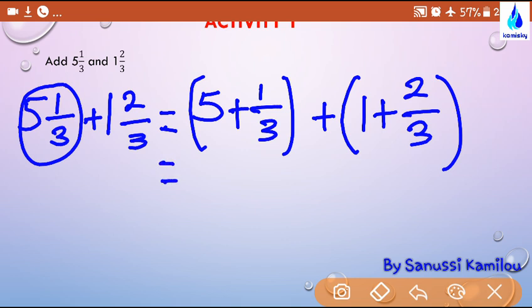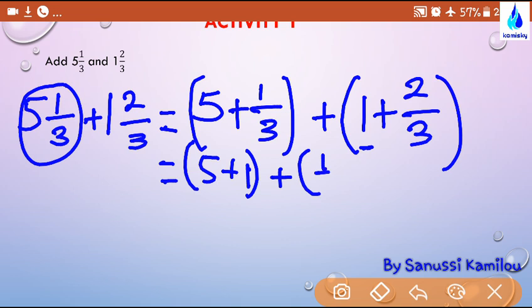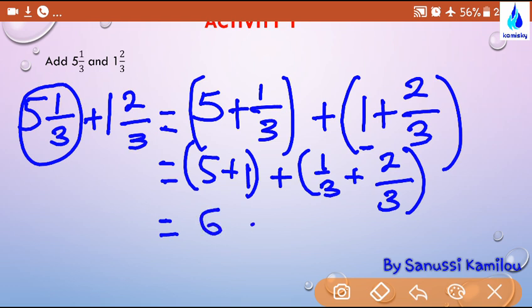So let's look at it. I'm going to add 5 and the whole number over here, which is 1. Then we should also add the fractions: 1 over 3, the first one here, and then the second one over here, 2 over 3. Class, learners, are you there? Very good. So now let's look at this. 5 plus 1 will give me what? 6.